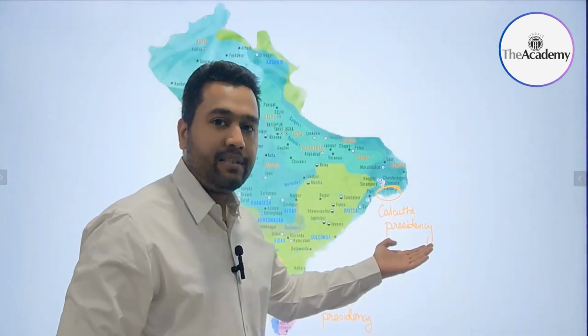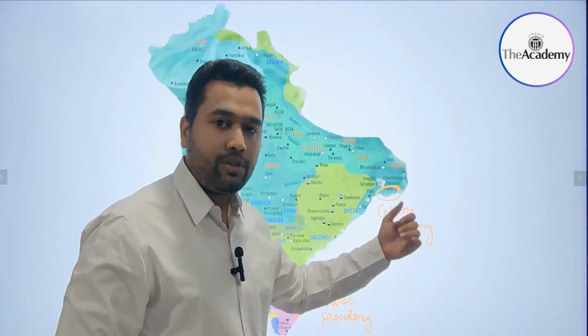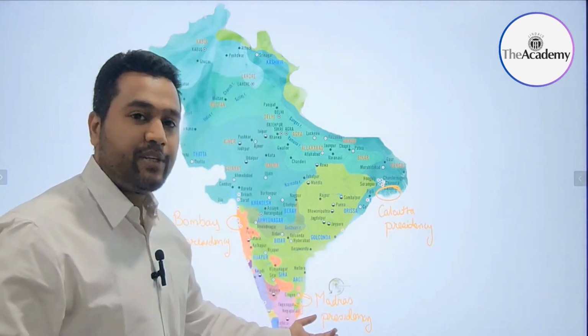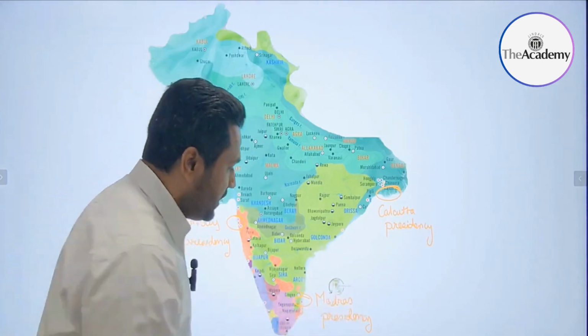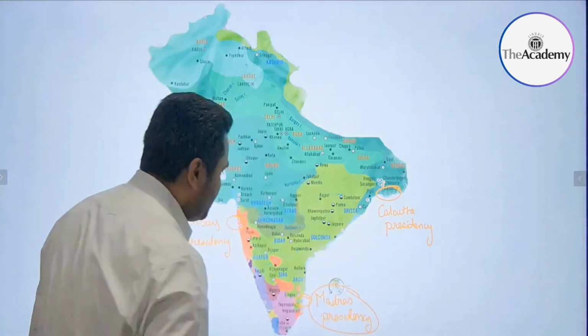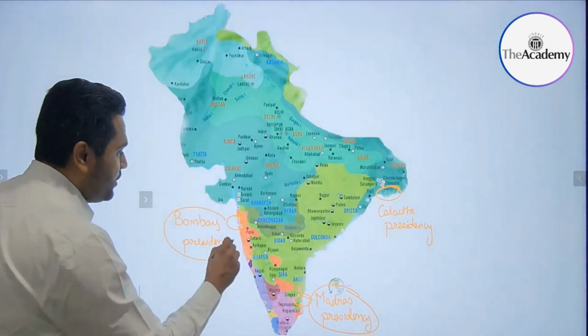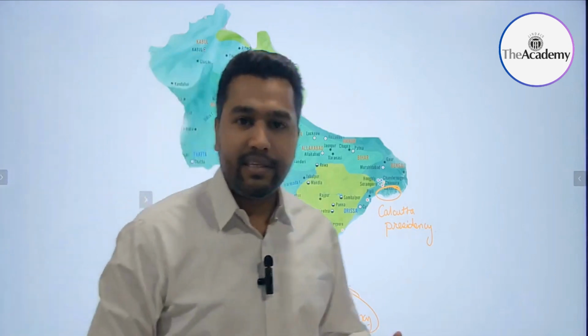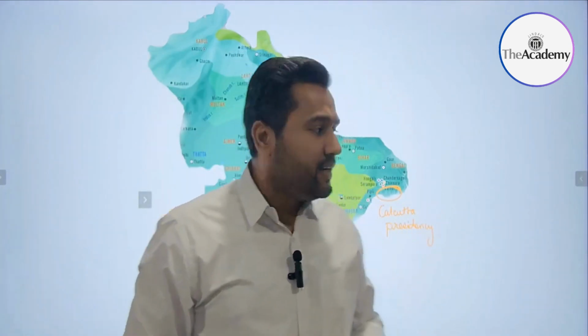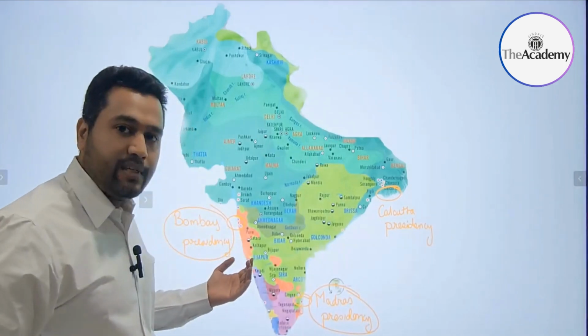So the Calcutta Presidency had its own fort, Fort William. The Madras Presidency had its own fort. The earliest was the Madras Presidency. In 1668, we saw that the Bombay Presidency came into existence. So all the peripheral factories came under the Bombay Presidency.